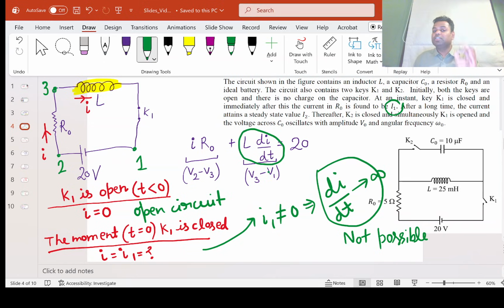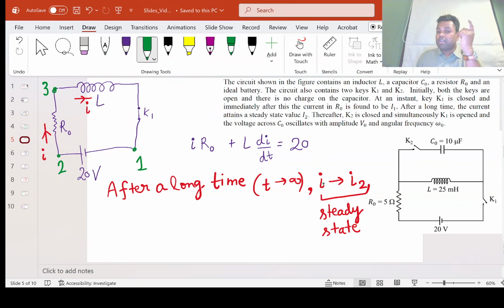Because for that, the voltage required to change the current instantaneously in an inductor will be infinite, right? So this means that V3 minus V1 is approaching infinite. The voltage across the inductor is approaching infinite, not possible. That means I1 must be 0. So we can just solve it by logic.